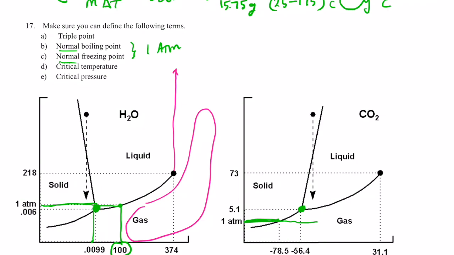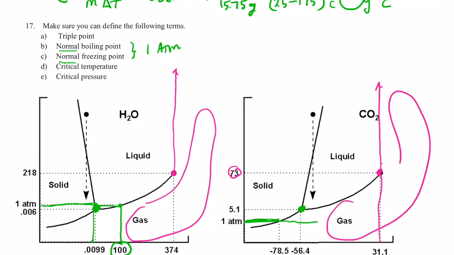And the critical pressure for water is 218 atmospheres. That's the pressure needed to liquefy a gas when it's at the critical temperature. Not above, though, because remember, it can't be liquefied above the critical temperature. And then for CO2, it looks like the critical temperature is 31 degrees Celsius and the critical pressure is 73 atmospheres. So once you get there, once again, this line goes straight up, and we're just going to have the gas phase above 31.1 degrees Celsius, no matter how much pressure we add.